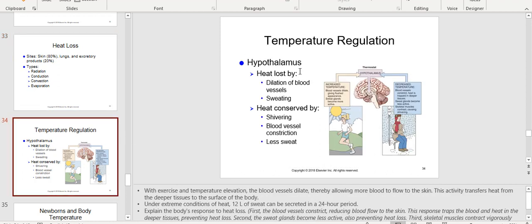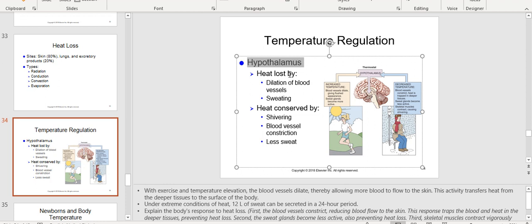Temperature regulation is done by the hypothalamus. You'll notice that elephants will flap their ears when they're hot. That's because all the blood vessels are in their ears. There are a lot of blood vessels there, and they're very close to the skin, which means we can lose some heat here, all right?